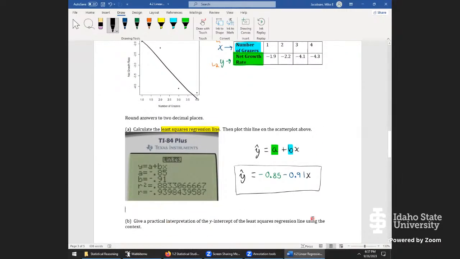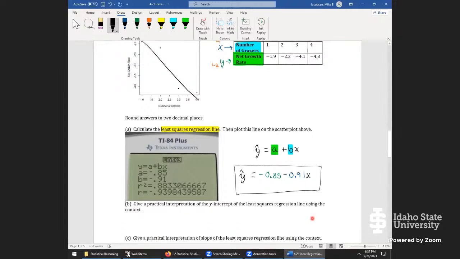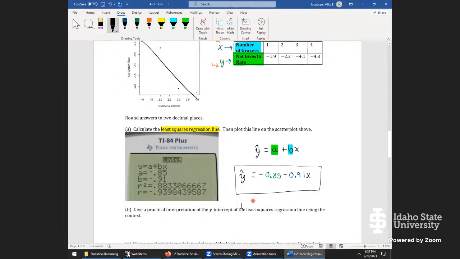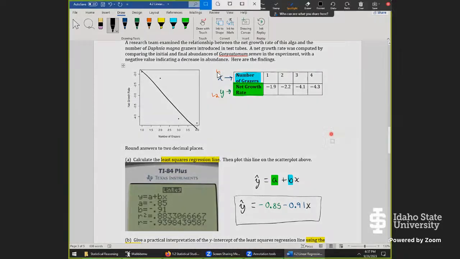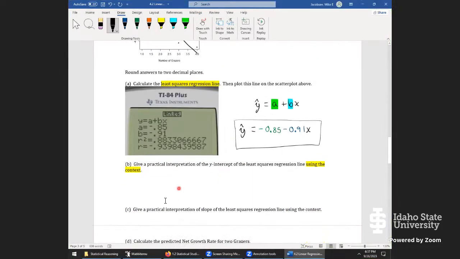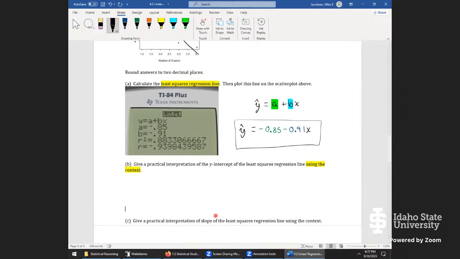Well, let's go off then to the next portion, part B. It says give a practical interpretation of the y-intercept of the least squares regression line using the context. I'll highlight this in yellow. This is a reminder that when it says using the context, you have to be talking about the number of grazers and the net growth rate. In fact, I'll take a quick screenshot here, just as a reminder as we go through this question.